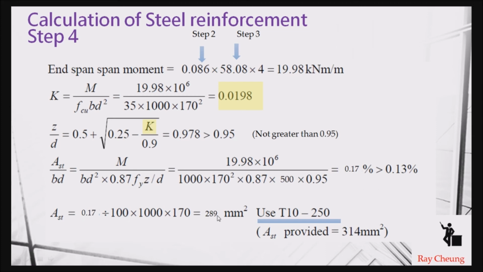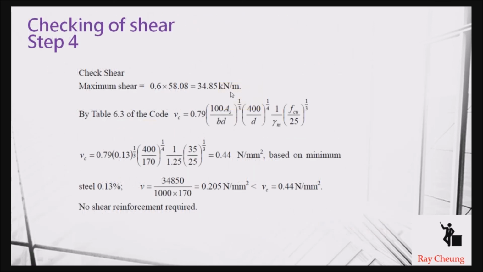Okay. After that, you can find out the value, and then the final step, you need to provide T10 at 250 center to center. The steel reinforcement provided is greater than the reinforcement required, and this is good enough for taking the loading. And the shear reinforcement check is the same.